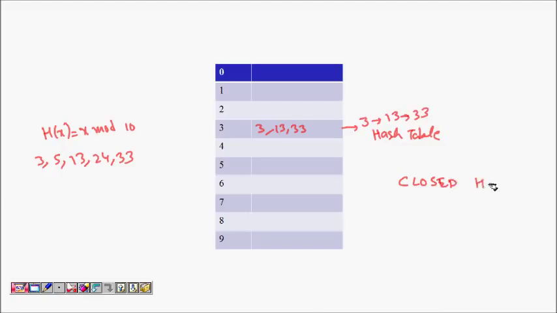In this, 5 comes here and 24 comes here, so we inserted only 5 elements and we have 10 cells, and still a lot of them are empty. Closed hashing basically says to keep on hashing till we find some alternate cell. If I have 3 here already, and 13 comes, I will not insert it here. I will try to put it at some alternate location. And what will be that alternate location?